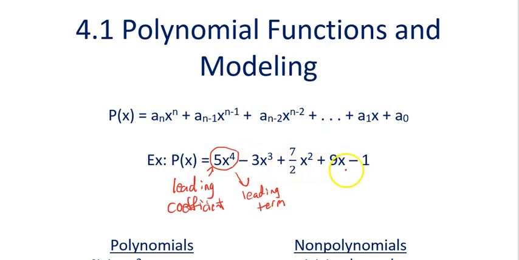Each piece is a term. So this 5x to the fourth is our first term, or our leading term. Negative 3x cubed is another term. 7/2 x squared is another term. 9x is another term. Negative 1 is another term. The amount varies depending on the powers and what you have. But you need to especially know the leading coefficient and the leading term.